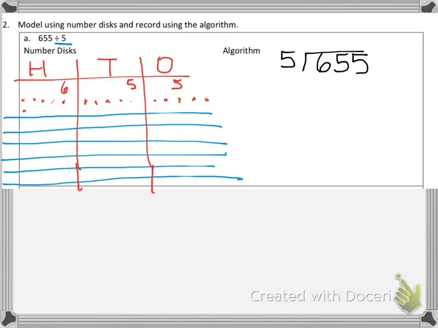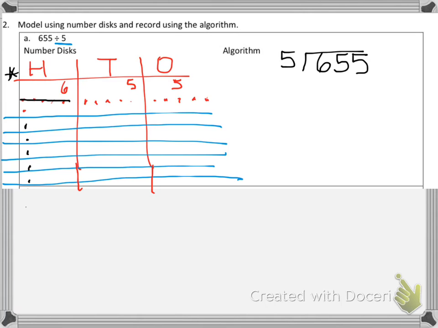I'm going to start with my place value chart and my number disks, and I'm going to record what I'm doing in the algorithm. So I have to start in the hundreds spot. I have 6 in the hundreds, and I have to divide it into 5 spaces. So I'm thinking about that, and I know that I can put at least a dot in each space. 1, 2, 3, 4, 5. Now I don't have 5, I have 6, but I cannot put an extra dot in a space because I have to have the same number in each space.